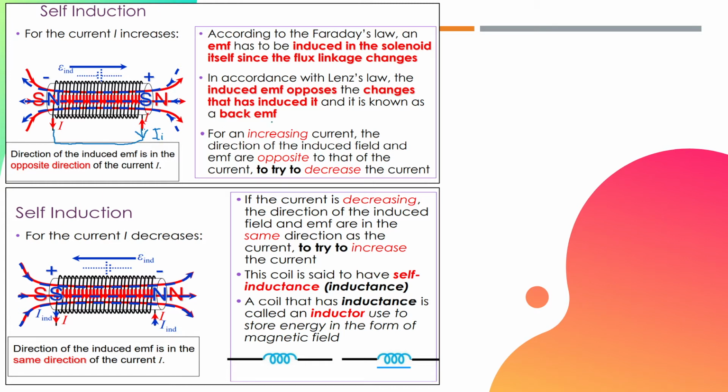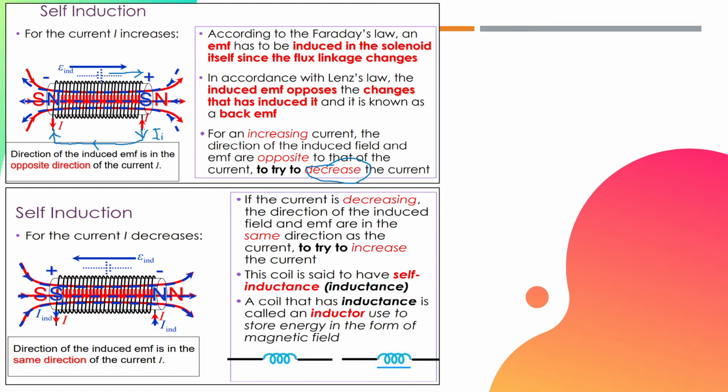So for an increasing current, the direction of the induced field and EMF are opposite to that of the current. To try to decrease the current, it will try to oppose. Earlier we increased I, so what happened? The induced EMF would be in the opposite direction. So the current will flow like this, it will go here and move downward. So on this side, it should be in the opposite direction.